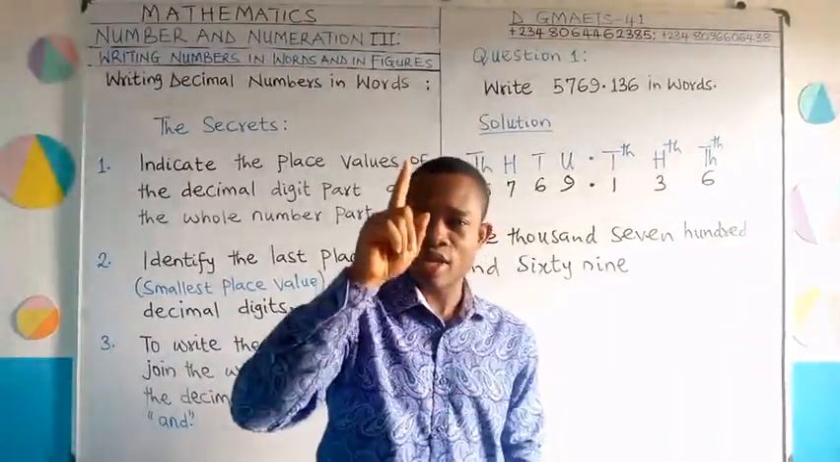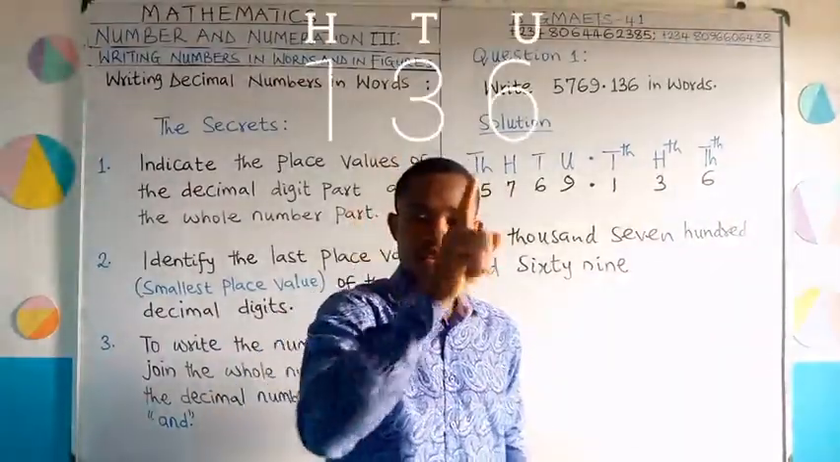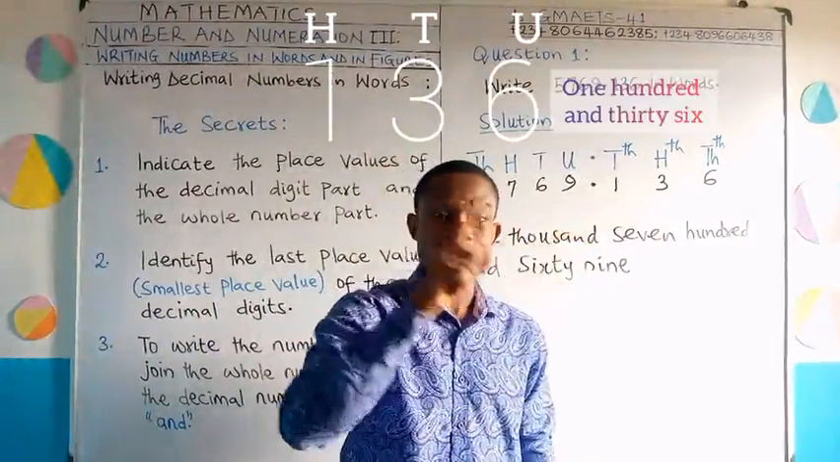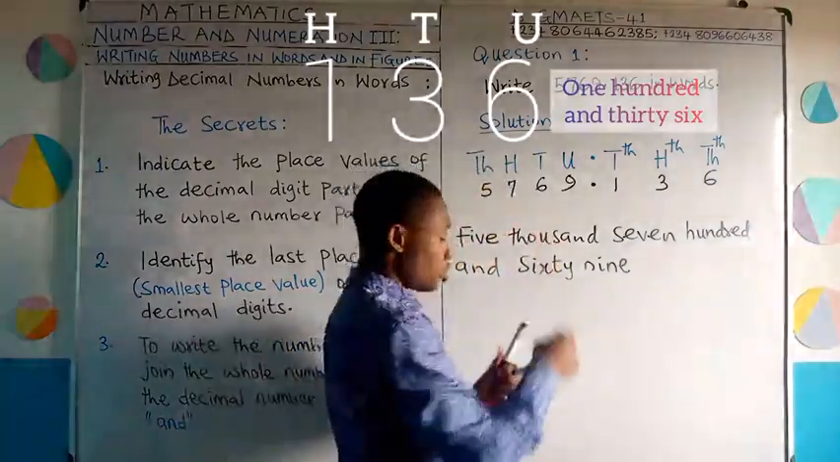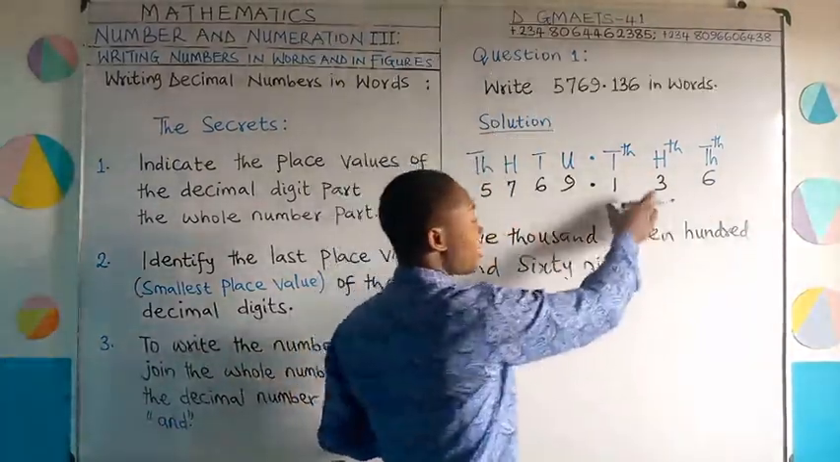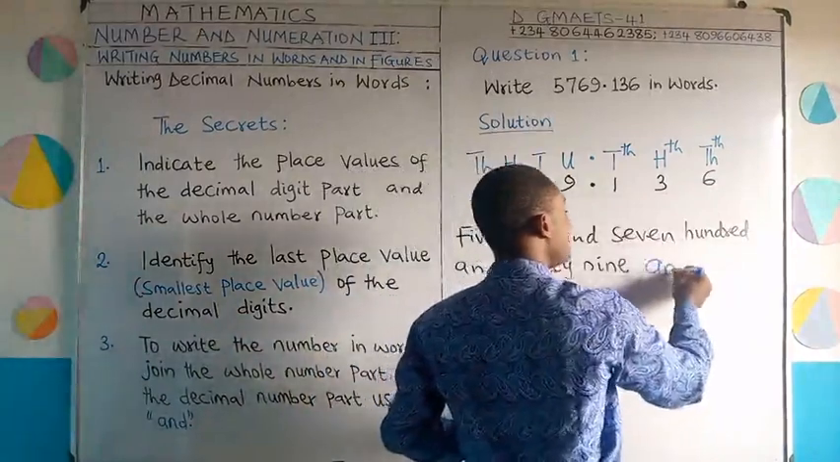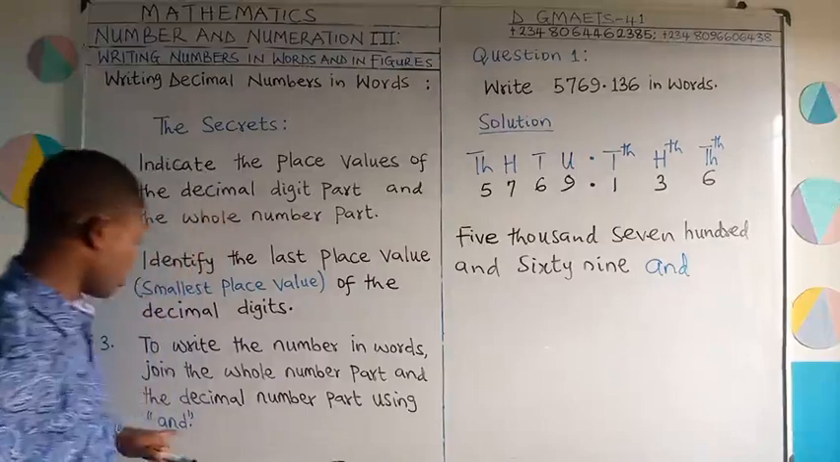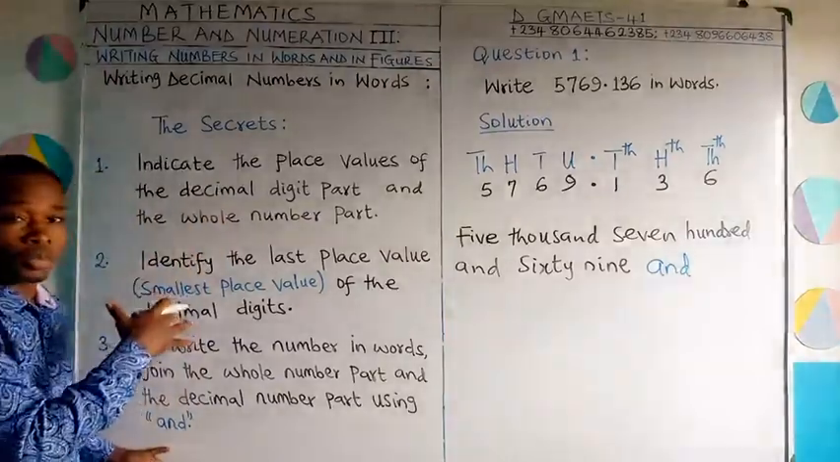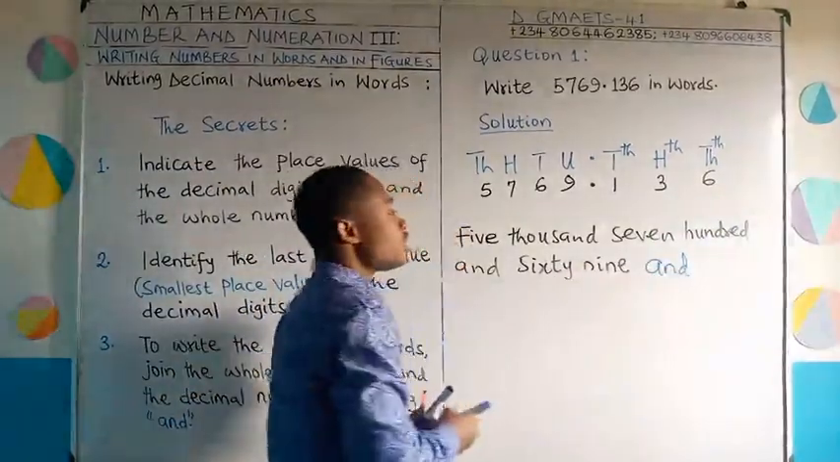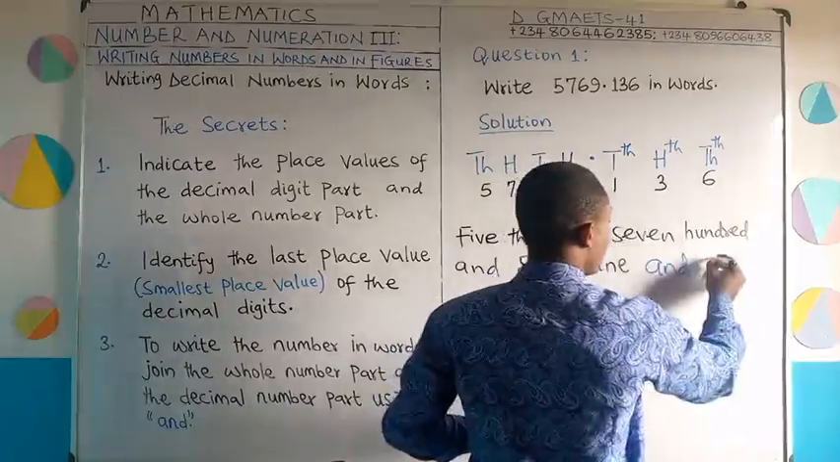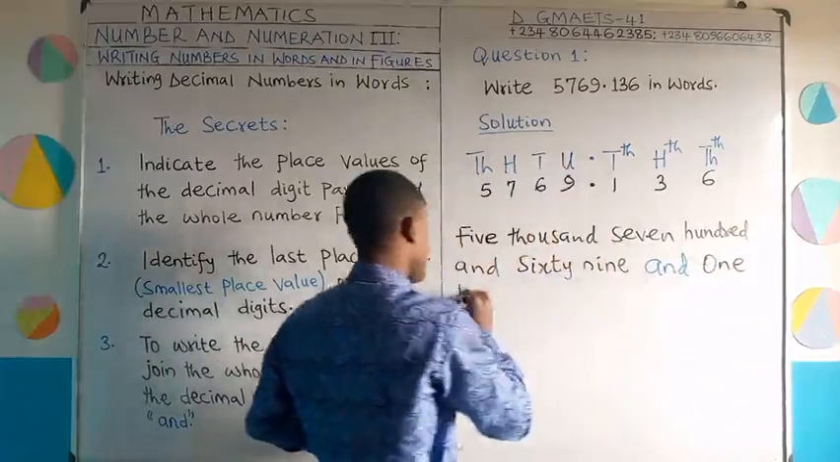Normally, if I give you the number 136, you pronounce it as 136. Is that not so? And of course, that's what I'm going to do here. But before I write that decimal part, I will put "and". Remember, secret number 3: you join the whole number part and the decimal number part using the word "and". So we have 136.